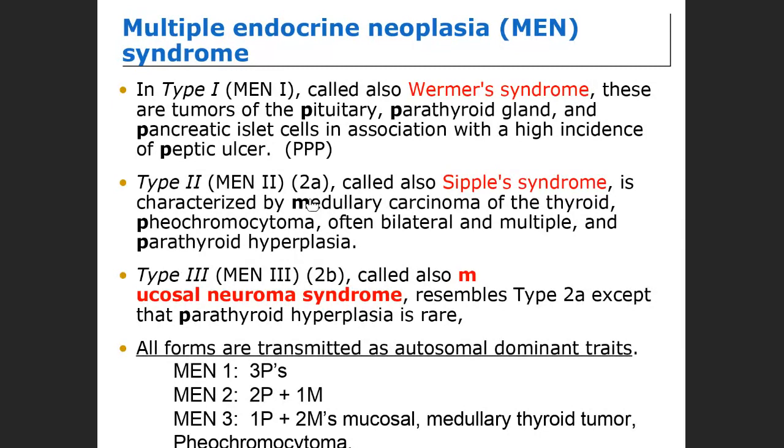Remember that's 2A. And MEN 3, which is the 3M, you can say either the mucosal neuroma syndrome, the parathyroid is rare, but typically here it's mucosal, medullary thyroid, pheochromocytoma, that's 2M and 1P, or pheochromocytoma, which is the same as, if you remember the 3M, medullary adrenal.